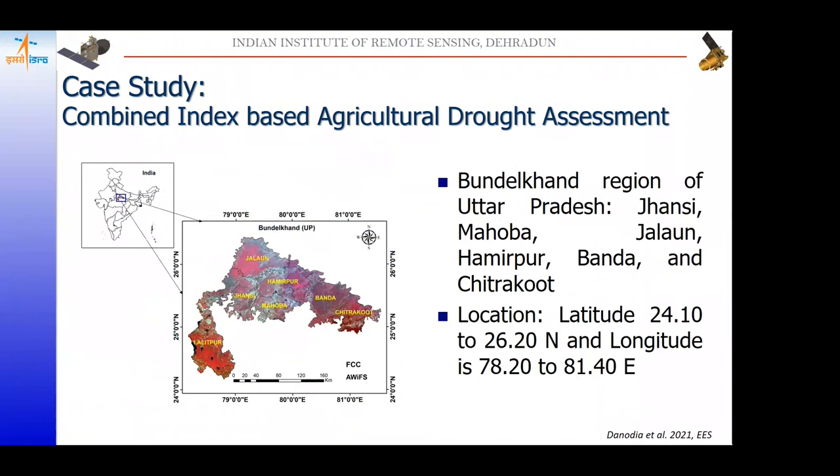So in the same series, the next work I want to describe is related to the combined drought index for agricultural drought assessment. This work we did for the Bundelkhand region of Uttar Pradesh. This is the very first study we did for Rabi season drought. Earlier, up to 2016, if you go through the literature, the drought manual was released by the Department of Agriculture under the Ministry of Agriculture and Farmers Welfare with the supervision of the MNCFC, Mahalanobis National Crop Forecasting Centre.